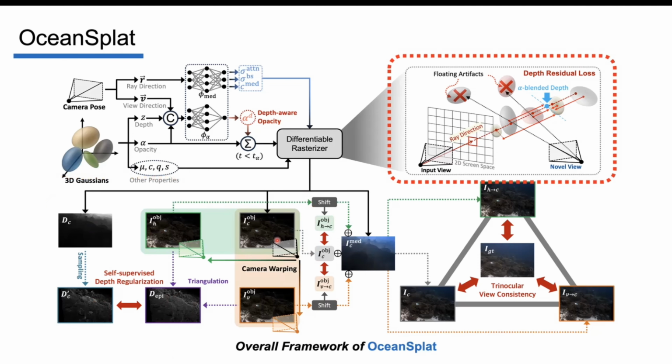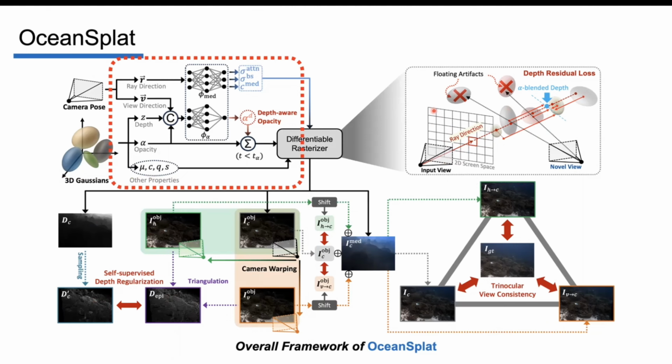And we also leverage depth residual loss, which reduces the difference between the alpha-blended depth and z values of each Gaussian along the ray for reducing floating artifacts. In addition, we introduce depth-aware alpha adjustment to suppress the formation of 3D Gaussians in water-occupied regions during the early stages of training. Early in training, 3D Gaussians often overfit to water regions, learning water intensity and causing floating artifacts in novel views.